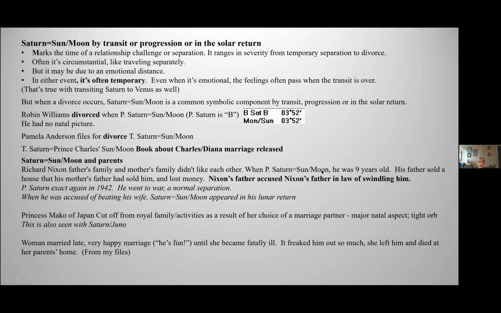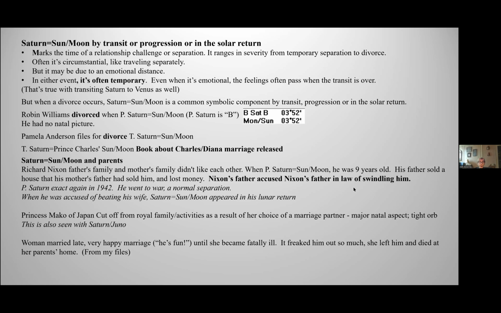Nixon's father accused Nixon's mother's father of swindling him. It wasn't Nixon's father-in-law, it was his mother's father. Forgive me. So when progressed Saturn was exact, in 1942, he went to war. That's a very normal circumstantial separation. And when he was accused of beating his wife, Saturn equals Sun-Moon appeared in his solar return. I have no idea whether he did or not.